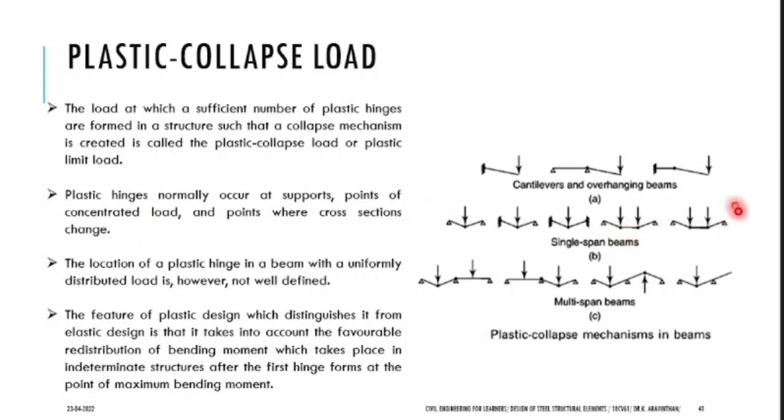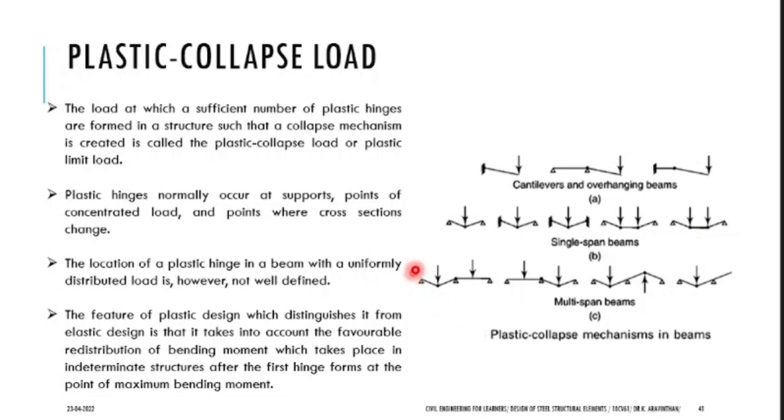Okay. Now take this example. How many supports are here? 2 supports. And what is the type of support? Hinged support. Hence you don't have any plastic hinge. And how many point loads are here? 2. Hence you will be having 2 plastic hinges.